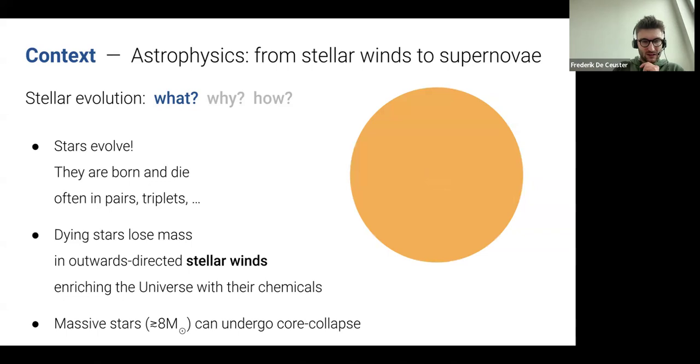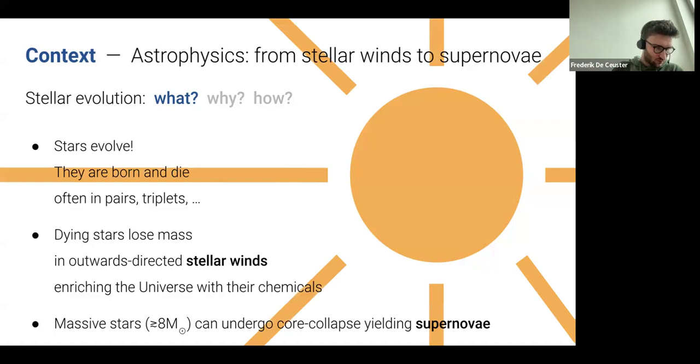Finally, I should also mention that everything I told you so far is usually for low to intermediate mass stars. Massive stars, with masses above 8 times the mass of our own sun, can undergo core collapse, which basically means that they collapse under their own gravitational weight and then produce these supernovae. That is also a mass loss process, but much more violent than these stellar winds.